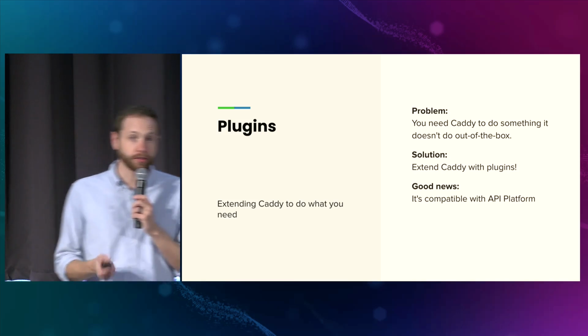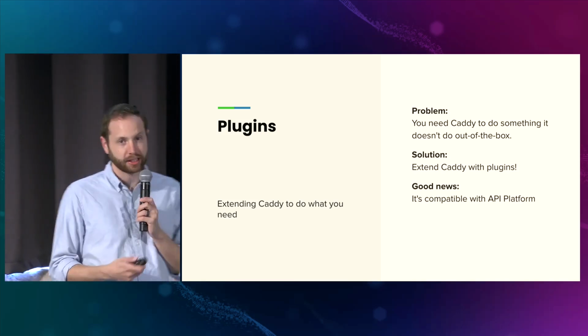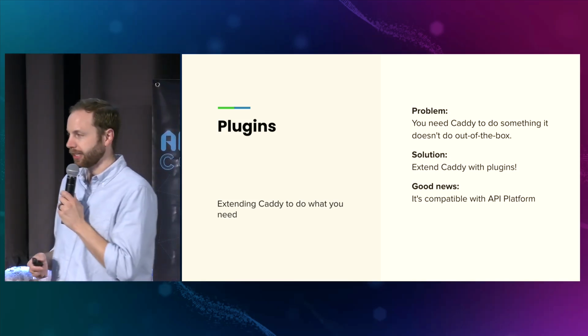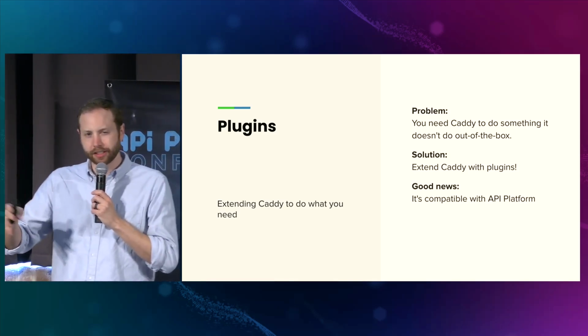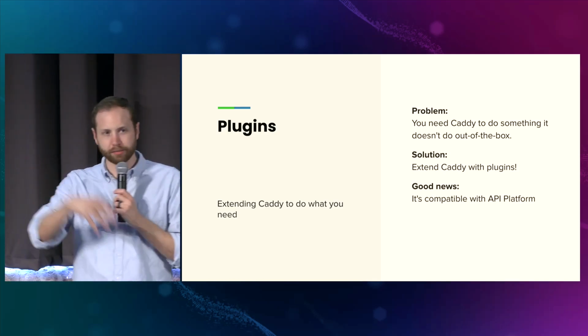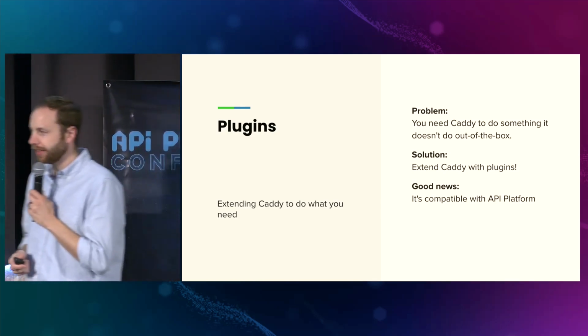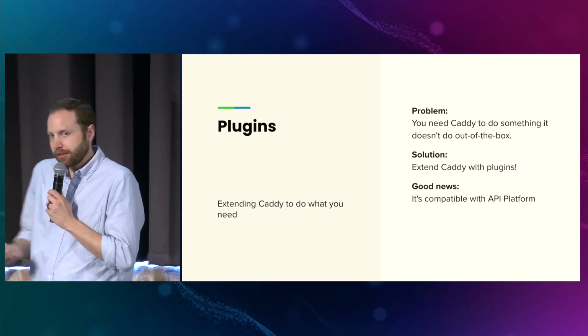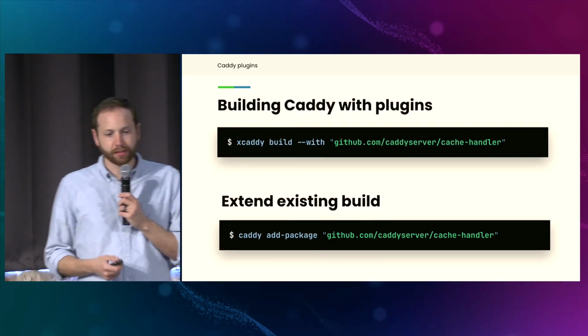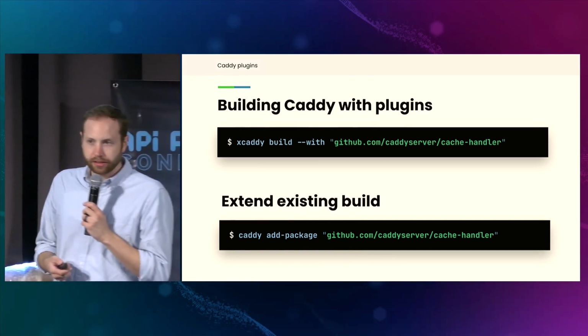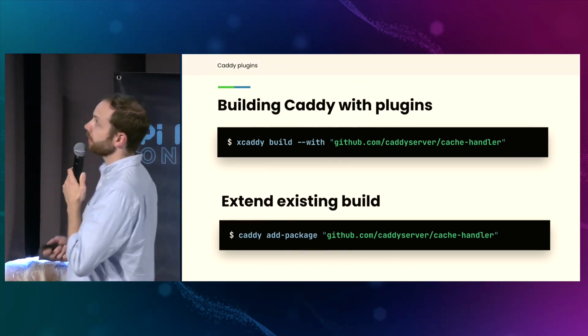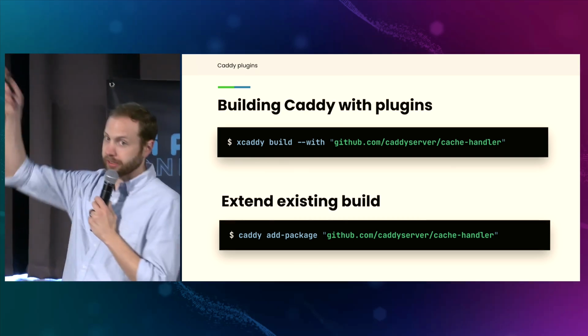plugins are useful if you want Caddy to do something out of the box that it doesn't do out of the box. Caddy plugins are a little different than you might be used to in that you compile them in statically into the binary. And this is compatible with API Platform, which itself uses Caddy plugins. You can use our building tool, xCaddy, to extend Caddy with whatever plugins you want.